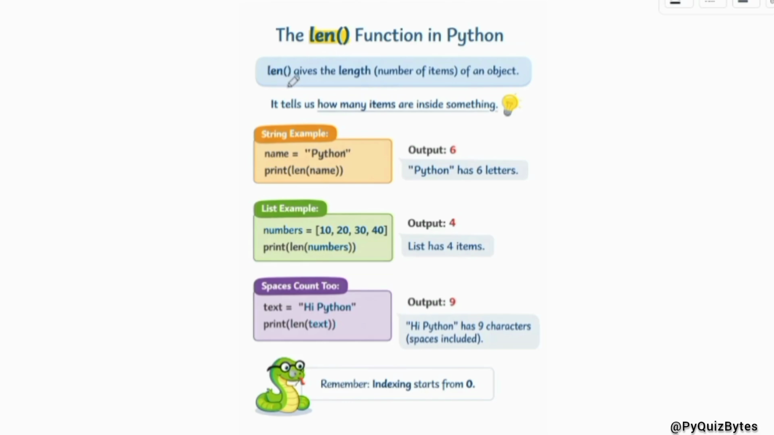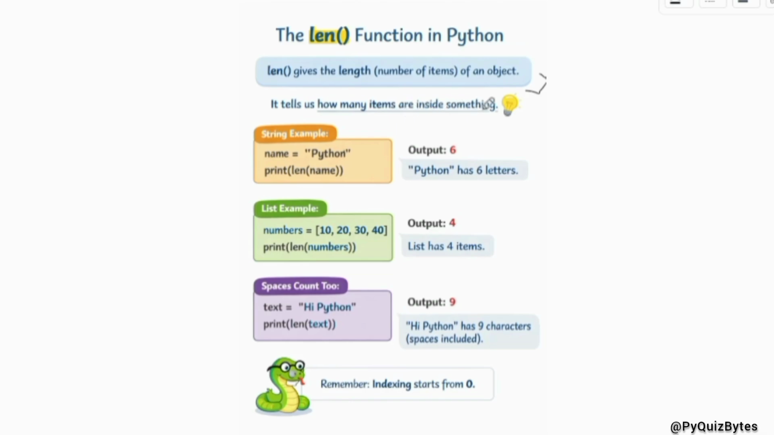Here, len stands for length. It gives the length, that is number of items of an object. So what will the length function do? It will give the number of items or elements present inside an object. Remember, the object should always be a non-primitive data type, that is a multi-value data type. The length function will not work on single value data types, that is on primitive data types.